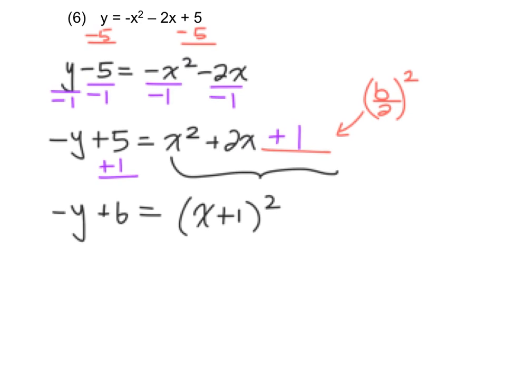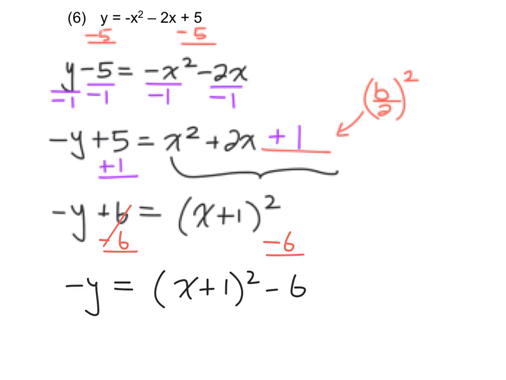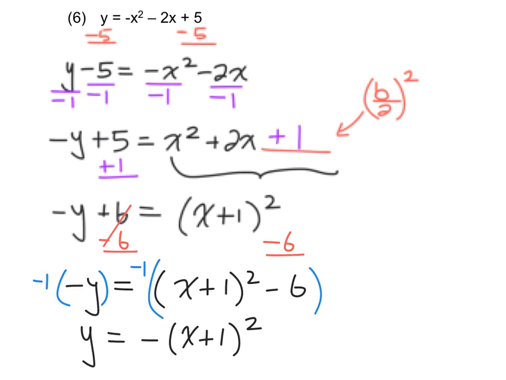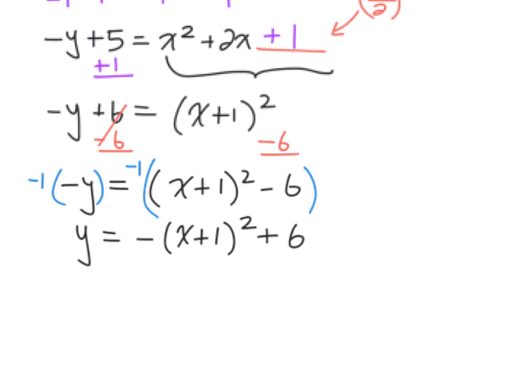Exactly. Now your only job at this point is to get y alone. So what should I do? Subtract 6. Then we have a -y. So what do we want to do? Divide both sides by -1, or multiply both sides by -1, whatever feels right to you. I'm going to multiply. Correct. So we're looking at y equals -1 times that binomial, so just the negative of the binomial plus 6.